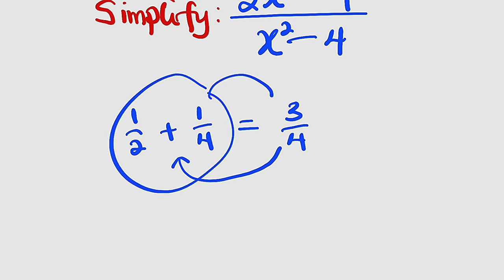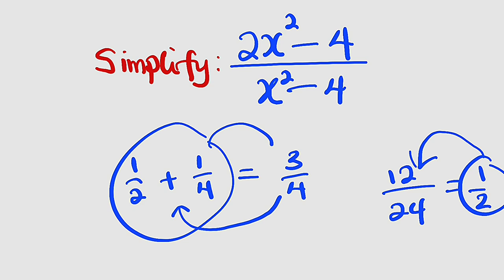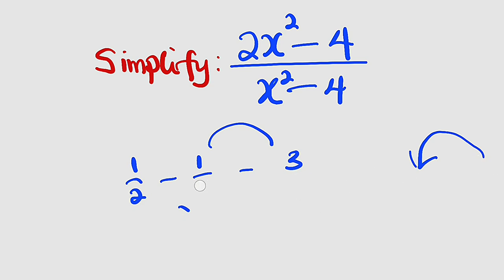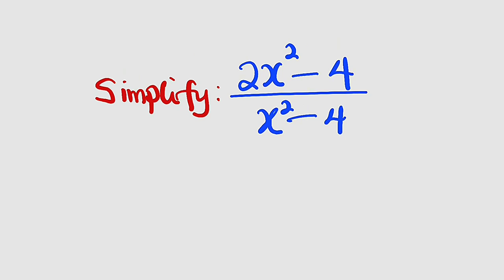It means you should write something in its simplest form. For example, if I have 12 divided by 24, I can simplify this to 1 divided by 2. And from this, if you convert it back to this, you are not simplifying. It means you should break it down into its simplest form. So I think we cannot do anything to this, but for the sake of this tutorial, let me show you how you can convert it to partial fractions.